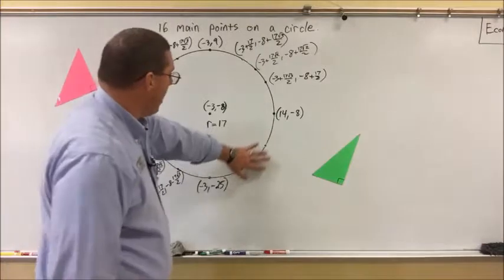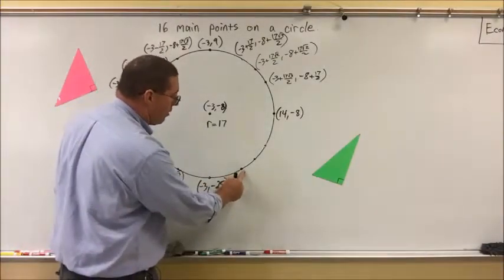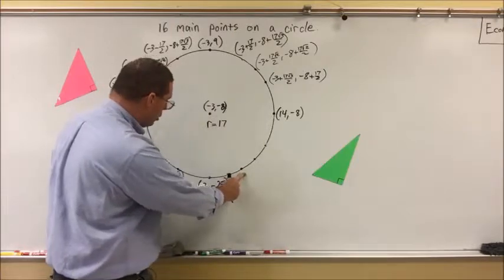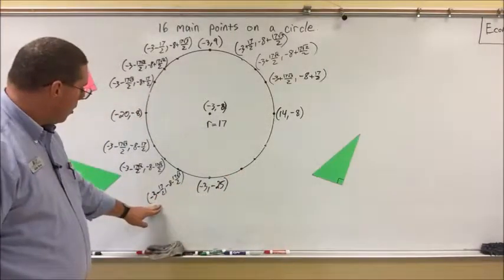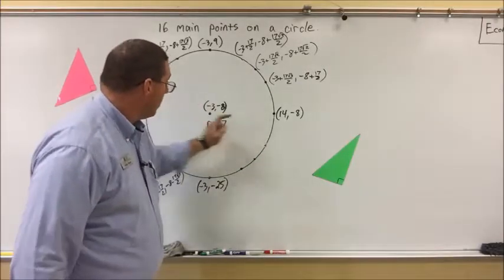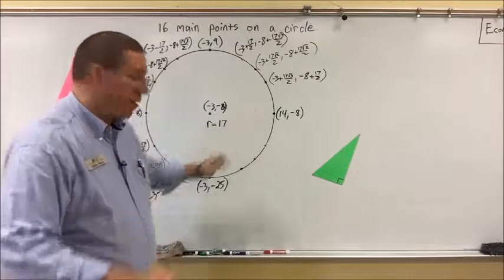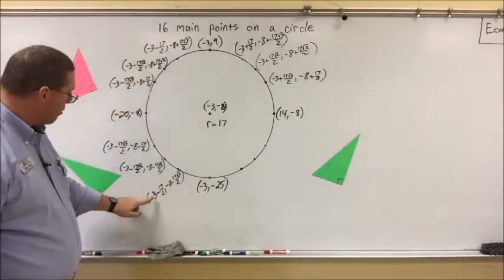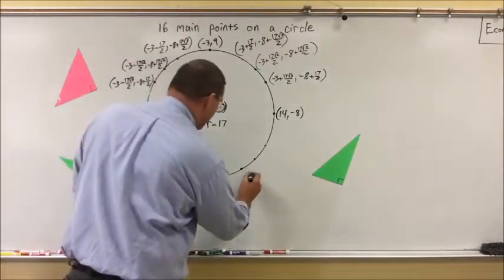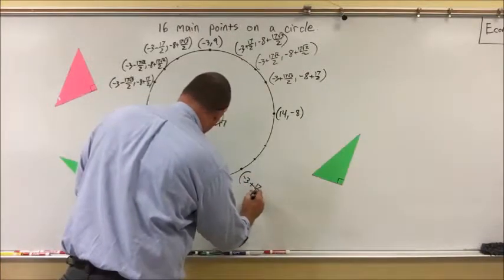Now we only have 3 left, right here. This point is at a 60-degree reference angle, so it's just like the one we just did, only instead, this point is to the right of the center, so the x-coordinate is going to be added instead of subtracted. So instead of negative 3 minus, it'll be negative 3 plus. So this one's going to be negative 3 plus 17 over 2.